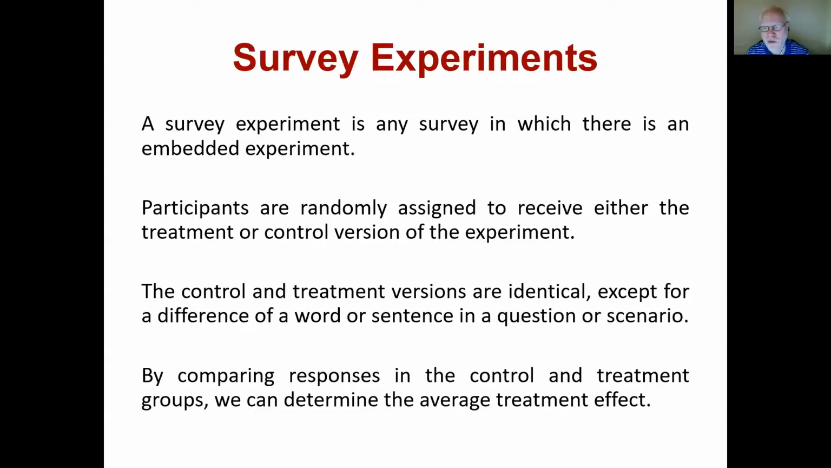So a survey experiment is any survey in which there's an embedded experiment. If there's an experiment within a survey, it's a survey experiment. Participants are randomly assigned to receive either the treatment or control version of the experiment. The control and treatment versions are identical, except for a difference of a word or sentence in a question or scenario. So everybody gets largely the same survey, except there's going to be a small part that's changed between both versions. And what we're looking at is how that difference produces a response to certain questions. Because all other parts of the survey are the same, and we've randomly assigned it, we know that the difference in the average response in both groups is caused by the treatment. So we are able to find an average treatment effect.